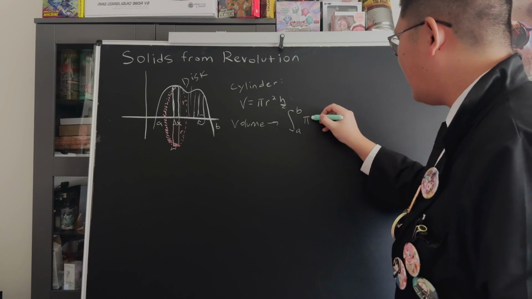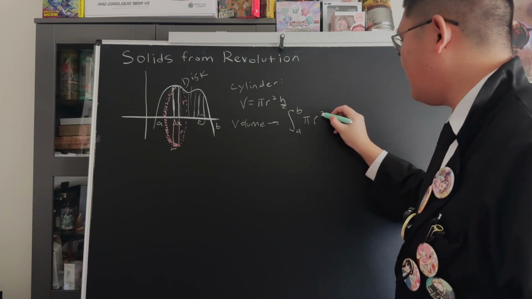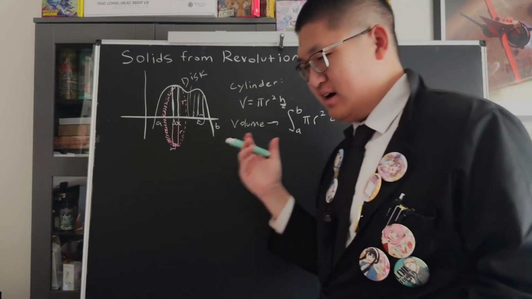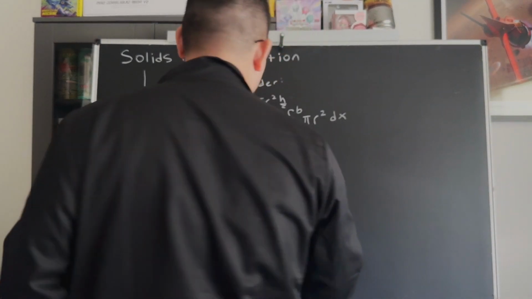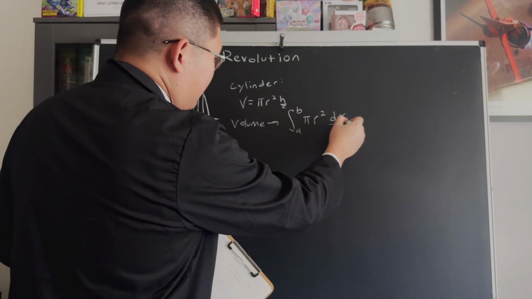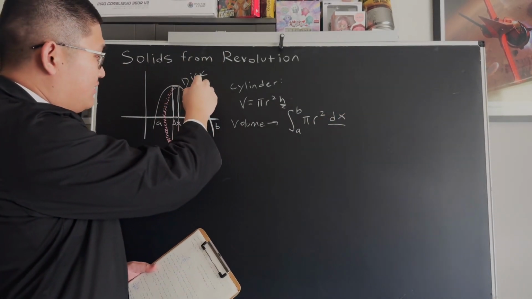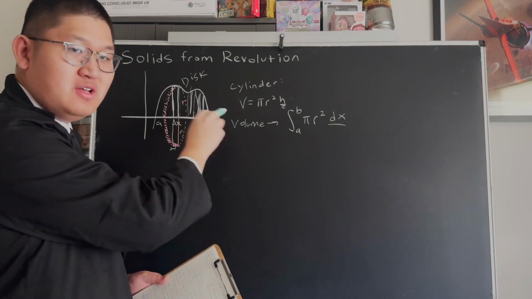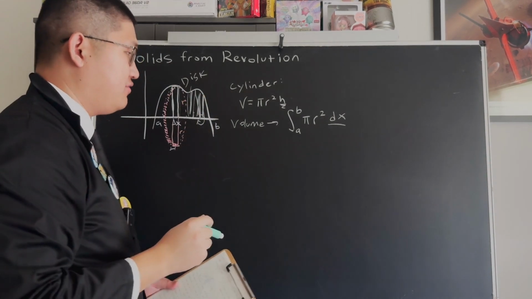So in our case, the radius is going to be a function, pi r squared, in terms of x for this type of function. Something to note, of course, is that we are using dx if the actual heights are in terms of y, because again, the function is in terms of x being the variable that goes across the actual function.